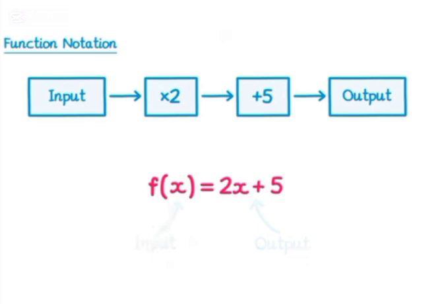The whole process is written as f(x) = 2x + 5. Here x is the input and f(x) is the output. So whenever we put in a value of x, we follow the same steps and get only one answer. That is why this is a function.